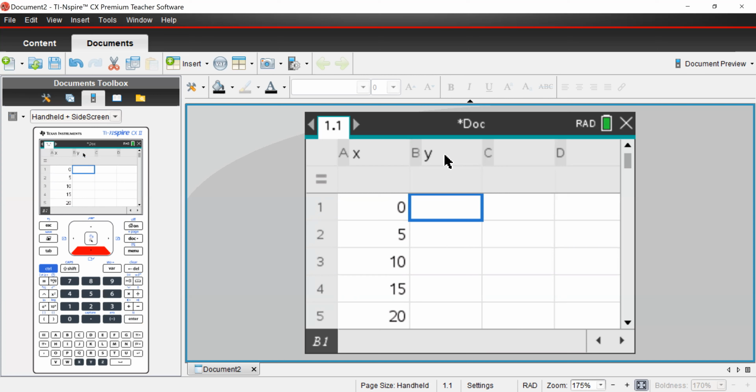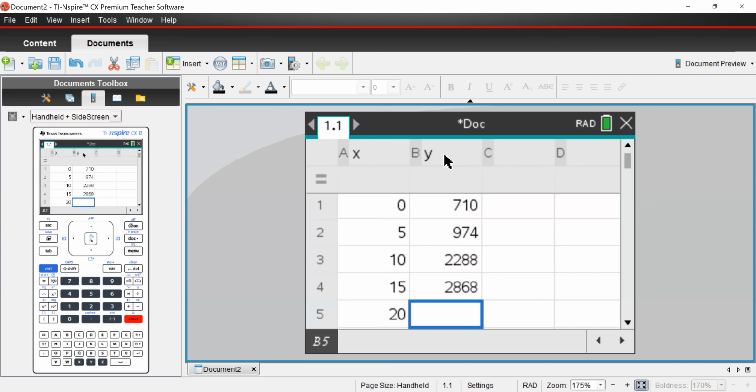Then you just go ahead and type in your 710 for your tuition cost. 1974, 2288, 2868, 4336, 5180, and 5717. All right, so make sure that all the numbers are typed in, and make sure you press enter for your last data point.